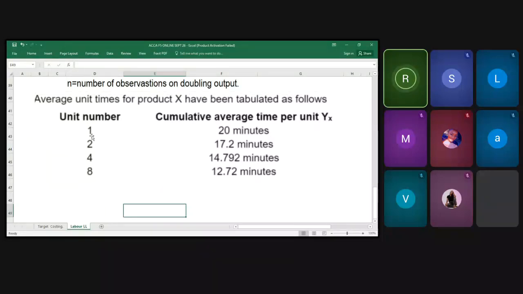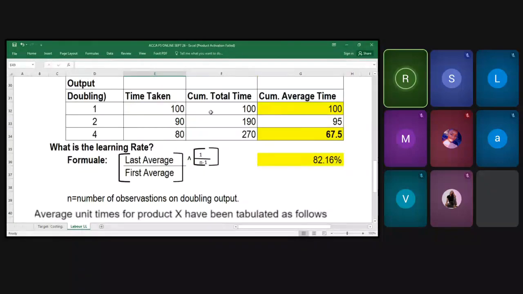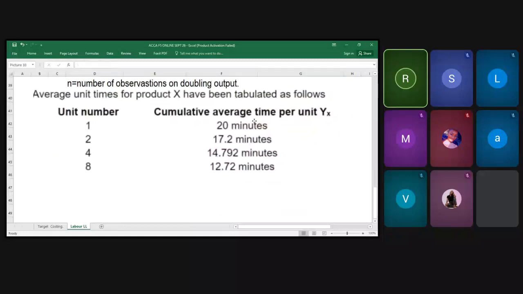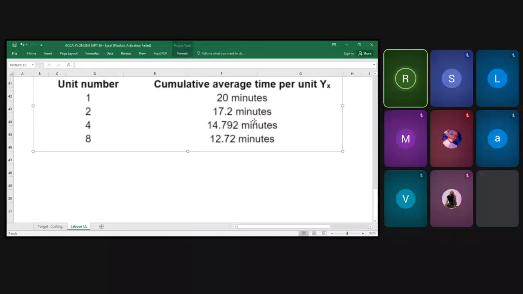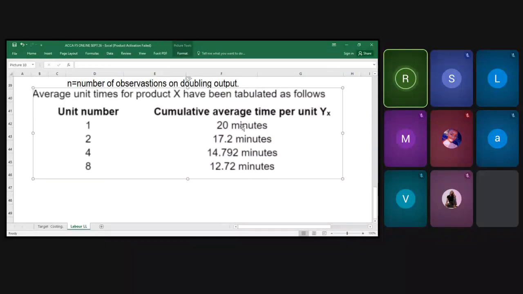Time taken units 1, 2, 4, 8. Cumulative average time. So this is already in total. It's not time taken, it's already in total. So what you need to do is then to calculate the average time and then calculate for me the learning rate. If you're done, please drop your answer in the chat box and then we quickly revise and move on to the next. Thank you.